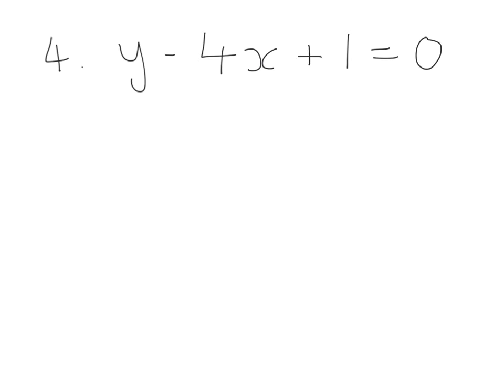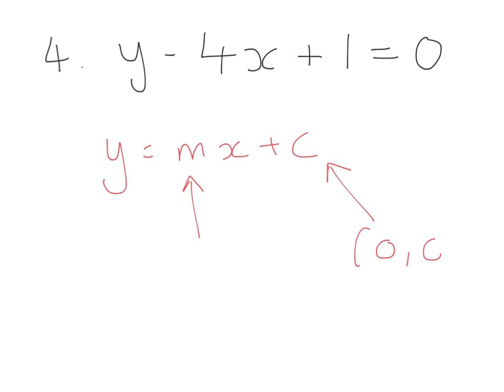Question 4 asks you to find the gradient and the y-intercept for this equation. Your first step is to rearrange it into the form y equals mx plus c. So you want to bring minus 4x plus 1 to the other side. Remember, your gradient is m and your y-intercept is c. So your coordinates would be 0, c for the y-intercept.